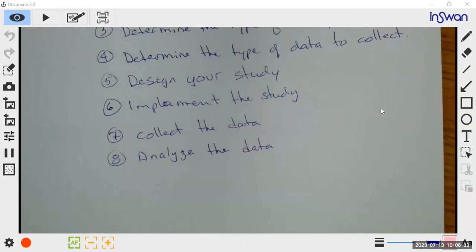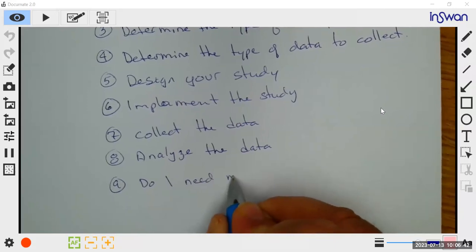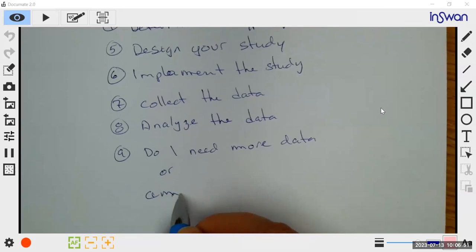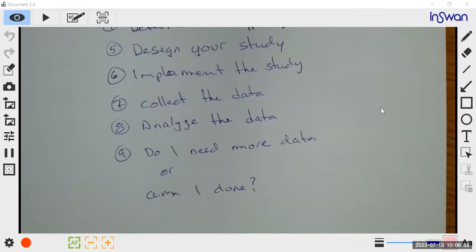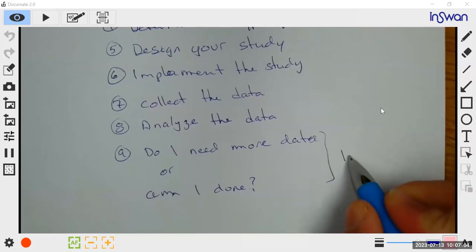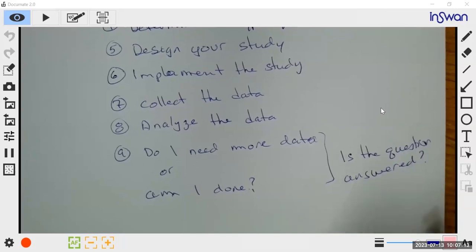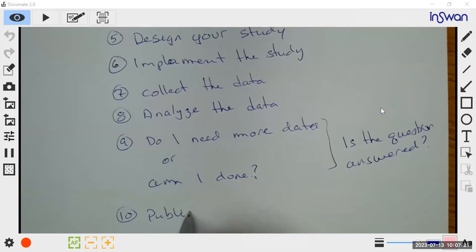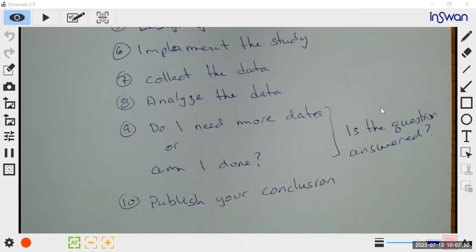And at that point, you determine one of two things. Do I need more data? Or am I done? Because what you're doing here is asking, is the question answered? If it is, move on. Publish your conclusion, or go back and start from the beginning.